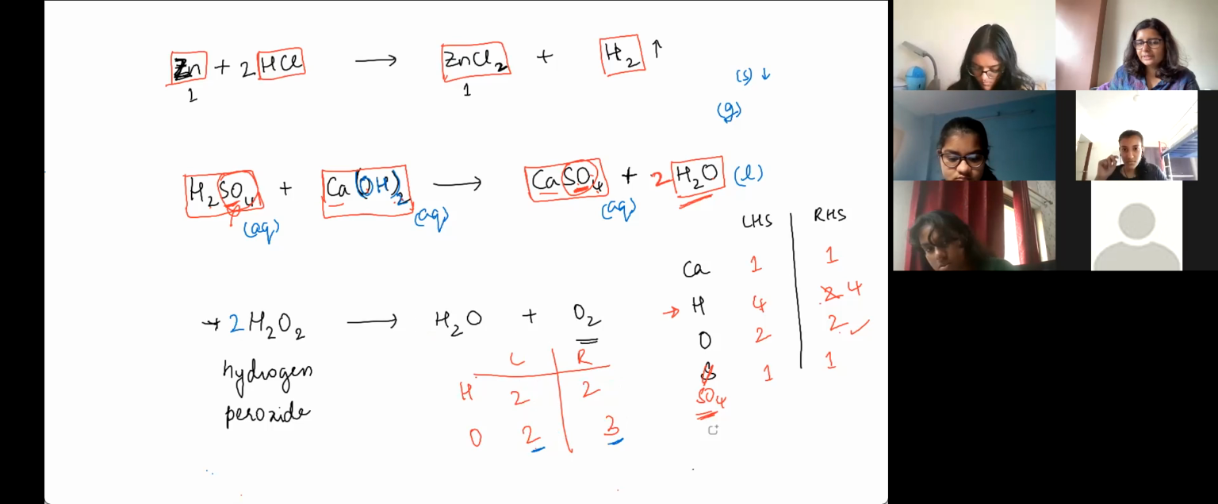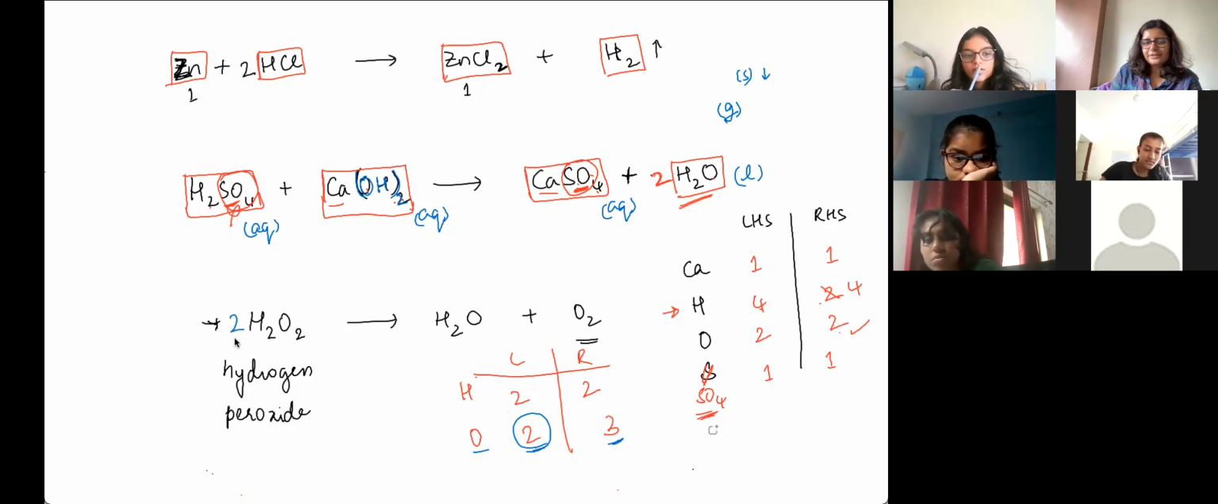So to start with, oxygen is less on this side. There's only 2 of them. So what you can do is you have to multiply this by either 2 or 3. If you multiply this by 3, this becomes 6. Then 5 plus 1 करना थोड़ा difficult हो जाएगा. So let's not go there.